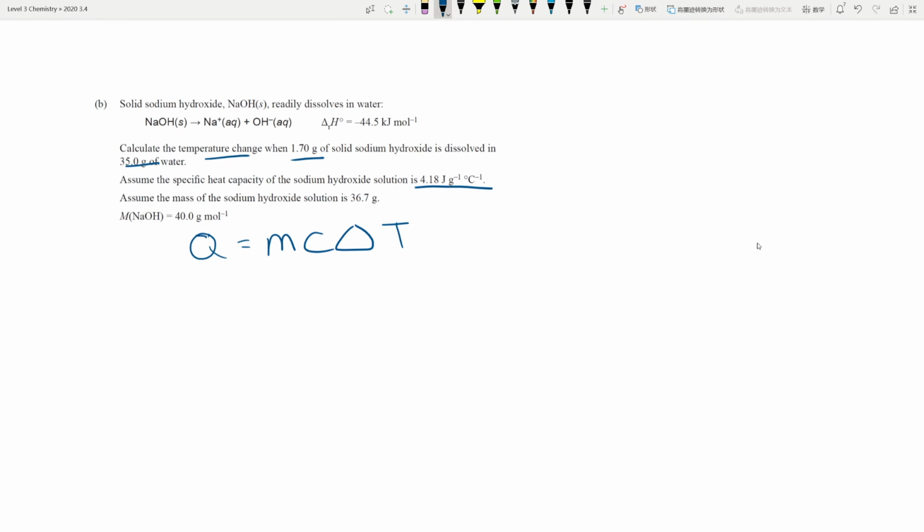Okay, but this time we have to work backwards. We don't know T, because they said calculate the temperature. So what do we know? Do we know Q? Oh, we know this one here, 44.5 kilojoules per mole. We know 35 grams of water. We know 1.7 grams of solid sodium hydroxide. We know 36.7 grams, the mass of the solution, not the sodium hydroxide, because the mass of the sodium hydroxide is 1.70. The molar mass is 40 grams per mole.